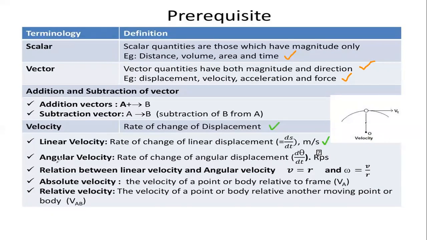The next one is the angular velocity. Angular velocity may be defined as the rate of change of angular displacement. It is denoted by d theta by dt, and the units are radians per second.